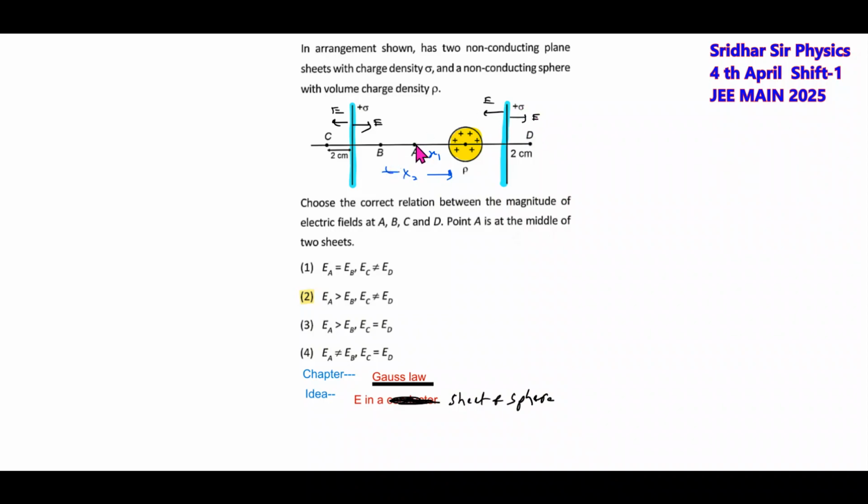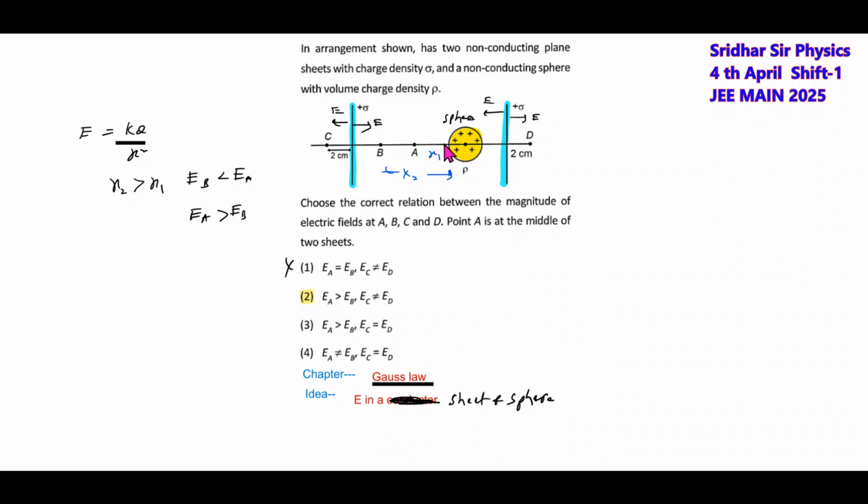So the net field at point A will be only due to this sphere. The field at point A due to this sheet and this sheet will cancel out. So the resultant field will be only due to the sphere. And we know the electric field due to the sphere will be kq by x square. So x2 is greater than x1, therefore EB is less than EA, or EA is greater than EB. So this option is ruled out. EA not equal to EB, okay, among these two.